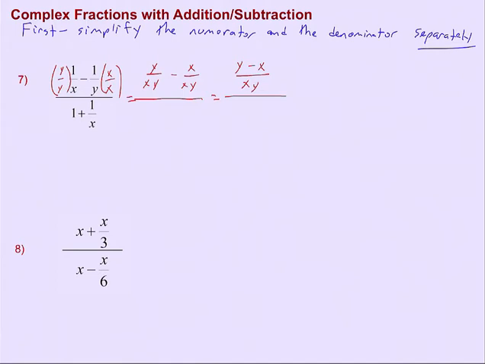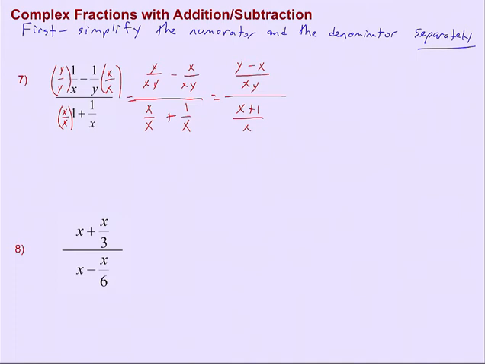In the denominator of this complex fraction, there is one term that has a denominator and one term that does not, which means we need to put a 1 there. So I'm going to multiply by x over x in order to have that common denominator. So the first term is x over x multiplied by 1, plus 1 over x. And now that we have common denominators, we can add the numerators together.